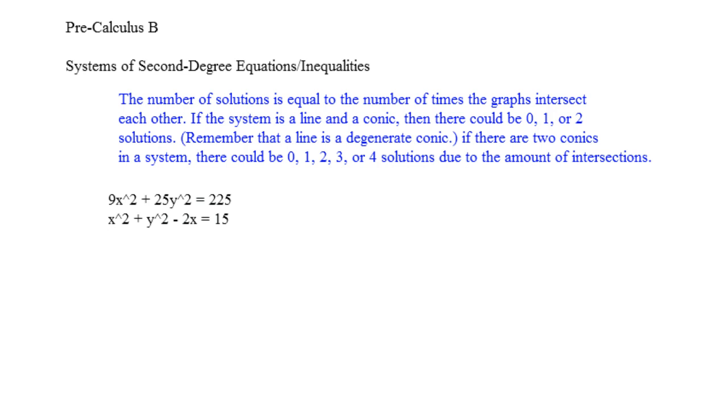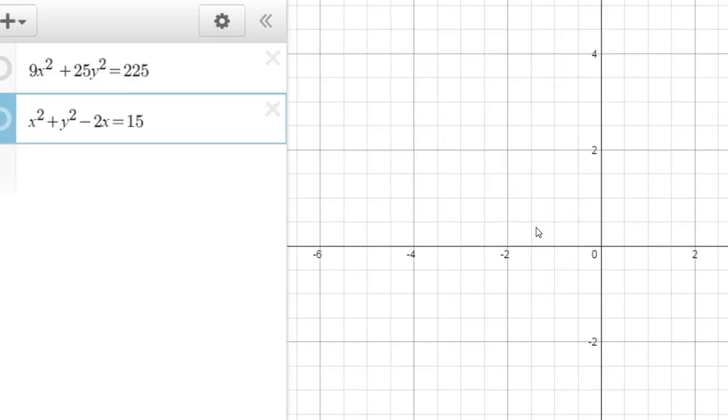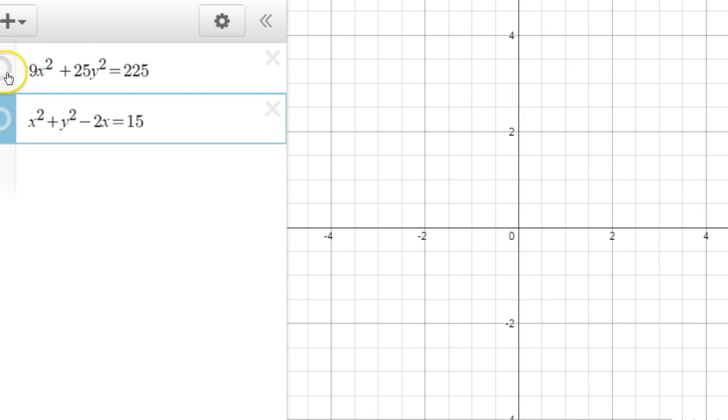If there are 2 conics in a system, there could be 0, 1, 2, 3, or 4 solutions due to the amount of intersections. So first off, let's go ahead and solve this by graphing it and seeing what its actual solutions are going to be approximately according to the graph. I've already included the graph in here. I'm going to zoom out a little bit so you can see it.